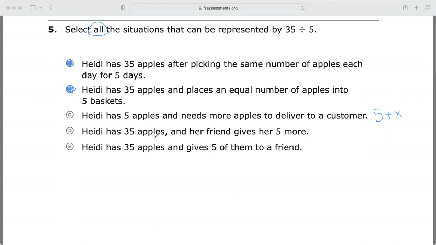Heidi has 35 apples and her friend gives her 5 more. So she has 35 and she's given 5 more. She has 5 more, so that's plus 5. So that one wouldn't work. Heidi has 35 apples and gives 5 of them to a friend. So she starts with 35 and she gives 5 away. So that's subtracting. So the first 2 are the answers that would work for division.